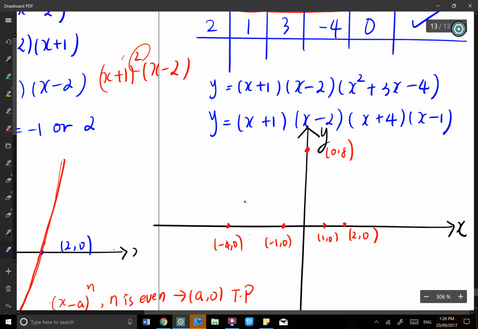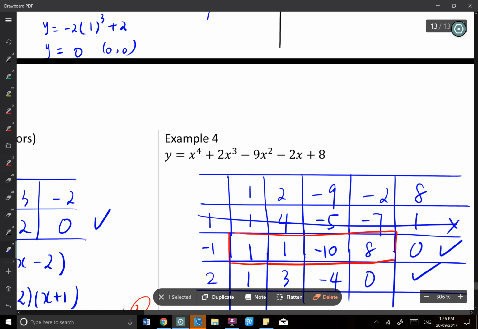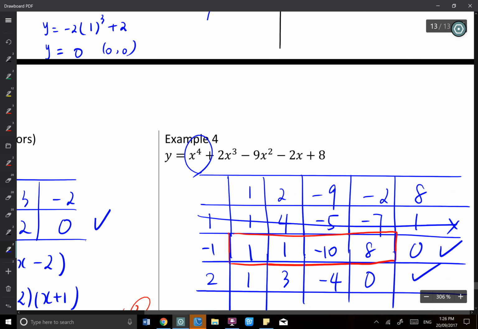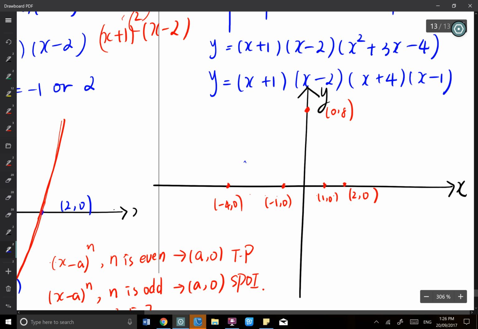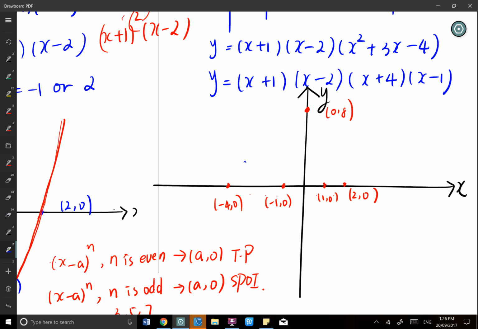And you look at your leading term. Your leading term is x to the power of 4, so top right. That's 5 points labeled. I know all the x-intercepts, I know the y-intercept, and I'll start to sketch it.